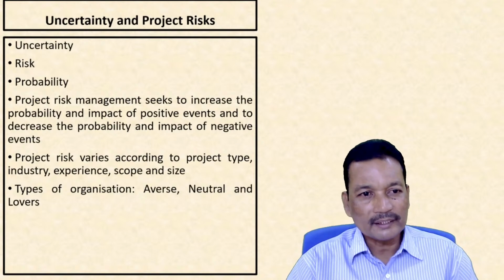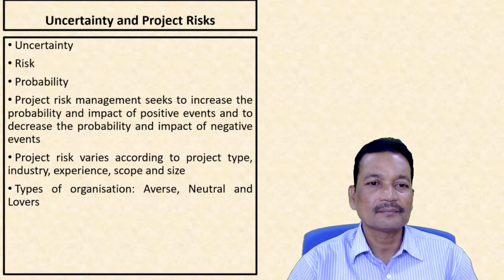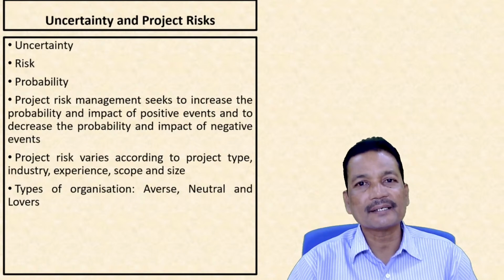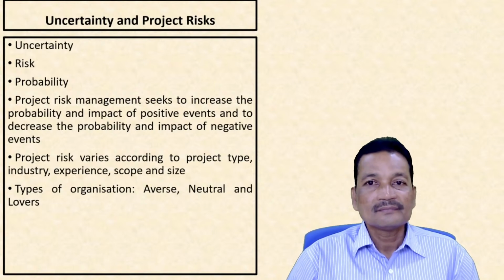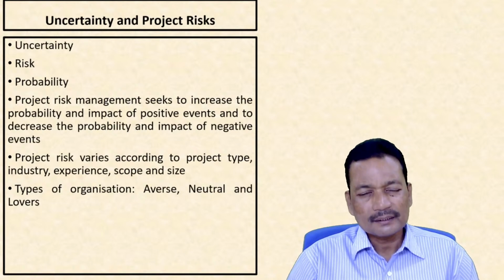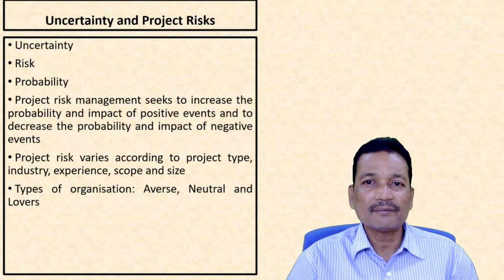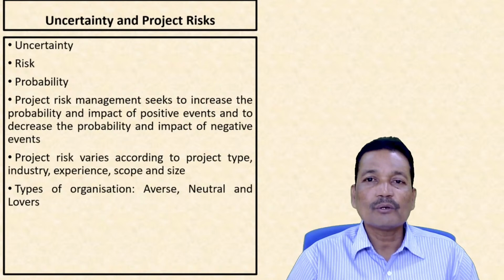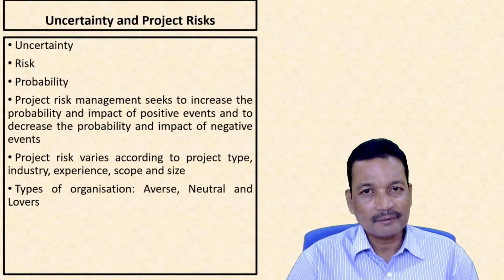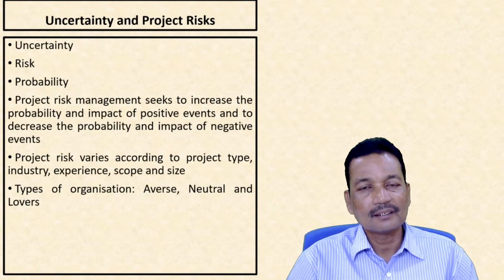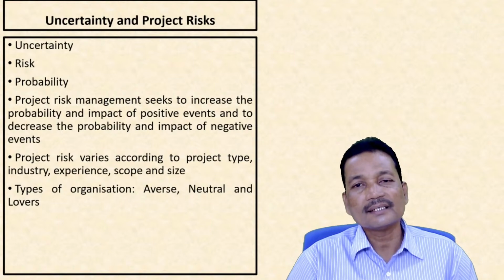So when we are talking of project risk management, it seeks to increase the probability and impact of positive events. Here we are discussing a small example of our daily life. While going to office, will it rain or will it not rain? If it rains, it is a negative event for us. If it doesn't rain, it is a negative.